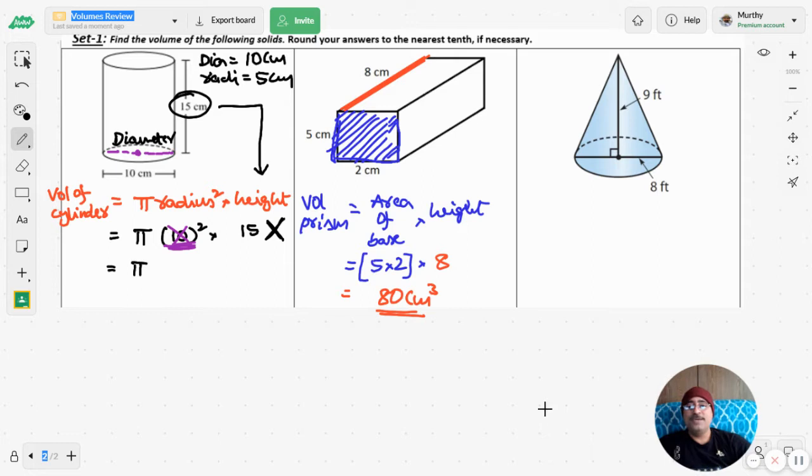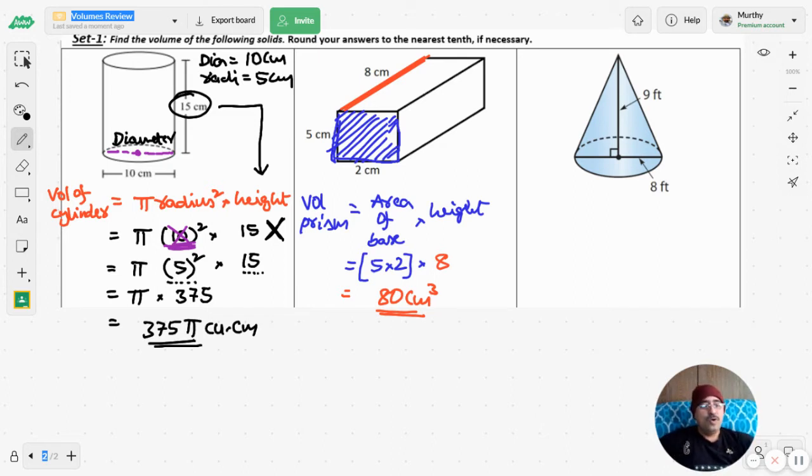So pi times radius, 5 centimeters, square, times height. Let me not take the value of pi, let it be pi. 5 square gives me 25. 25 times 15. So 250 and 125, that gives me 375. So the answer is 375 pi cubic. We are computing the volume, therefore it's expressed in cubic units.